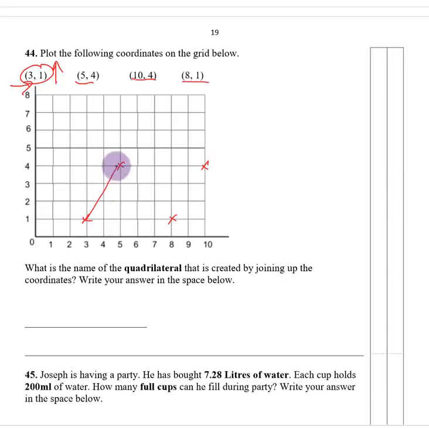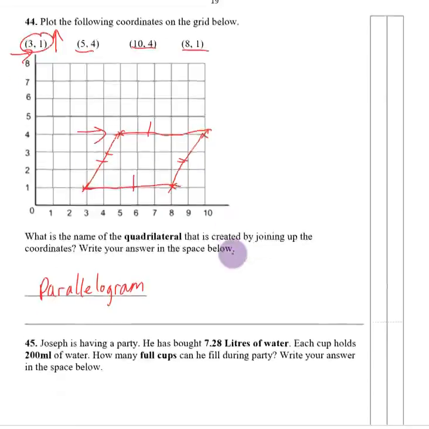If we join these up as neatly as we can, what type of shape have we got? We've actually got a parallelogram. It's not a rhombus, because in a rhombus all the sides are the same length, whereas in this one, these 2 sides are the same length and these 2 sides are the same length. So your parallelogram's like your pushed over rectangle. So your rhombus, all the sides would have to be the same length.